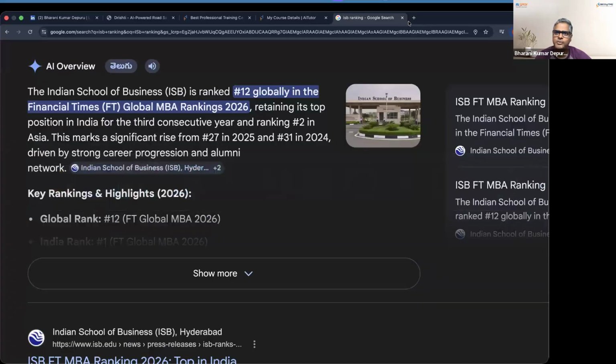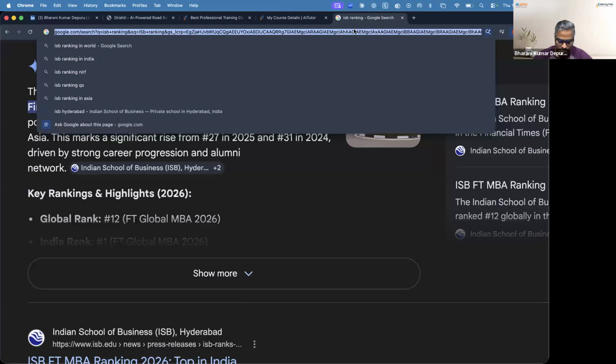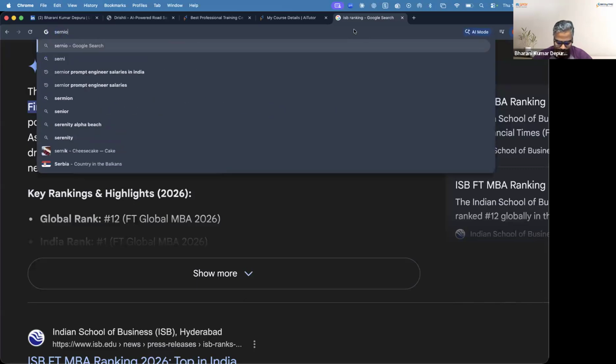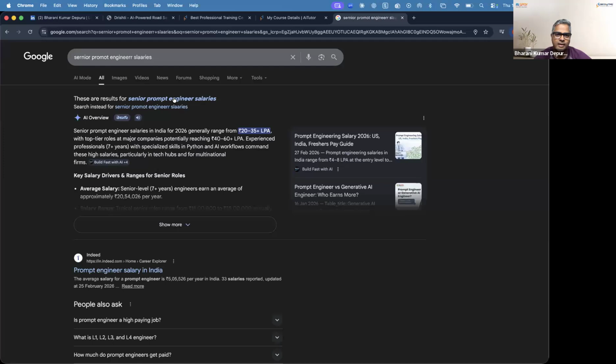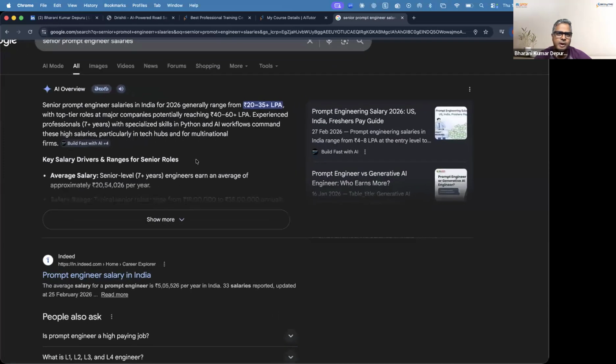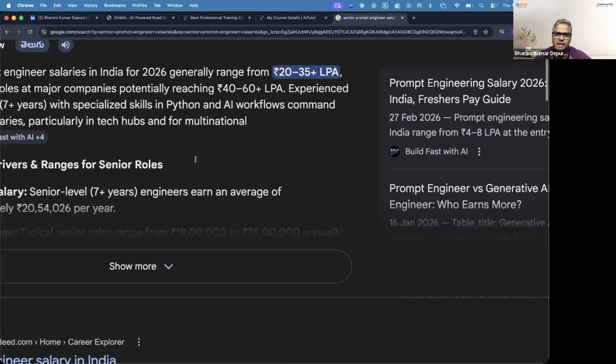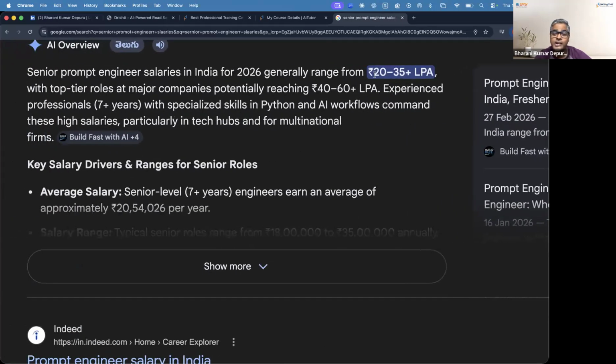So let me help you with one more thing. If I say senior prompt engineer salaries, senior prompt engineers are getting salaries of 20 to 35 lakhs, 40 to 60 lakhs, etc.